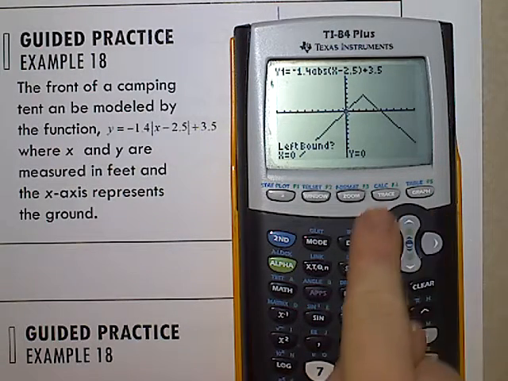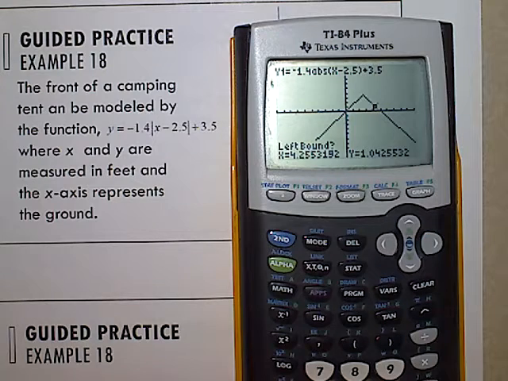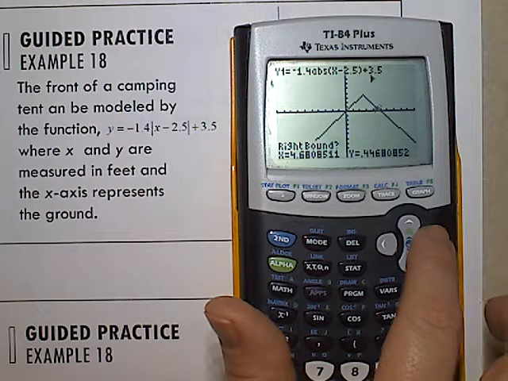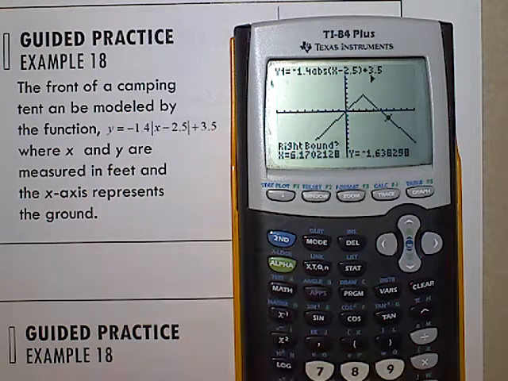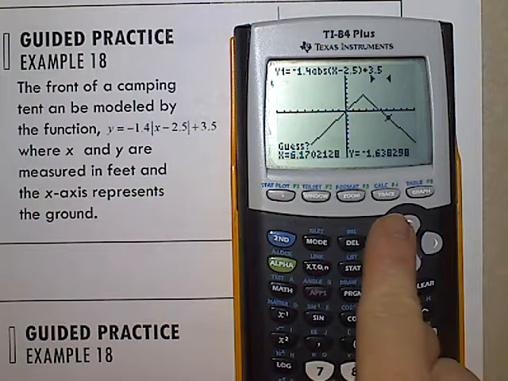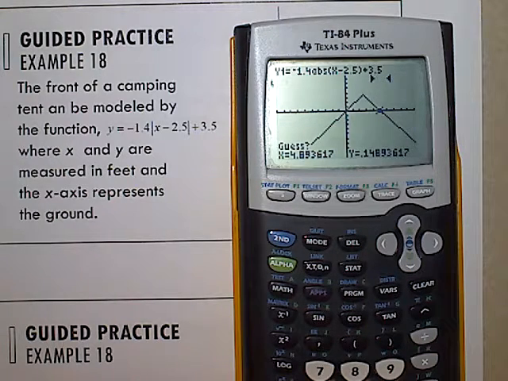Now use these arrows on the right and continue to press the arrow to the right until you're just slightly above the x-axis, somewhere slightly above the x-axis, and press enter one time. Now it says right bound, it's giving instructions. Use the arrow to the right and go below the x-axis. Press enter one time. And now the directions say to guess, so use the arrow to go back to the left. Try to go over the top of the x-axis and press enter.